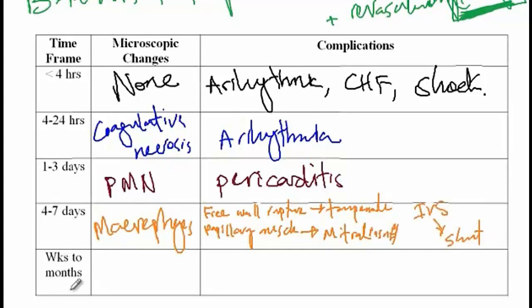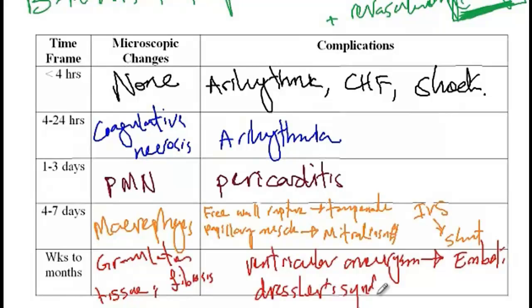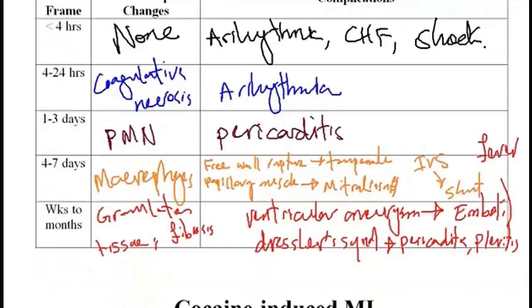And then finally, weeks to months after myocardial infarction, there would be granulation tissue and fibrosis. And these patients are at increased risk of developing ventricular aneurysms, which increases the risk of emboli formation. They may also present with the Dressler's syndrome, which presents with the pericarditis, pleuritis, as well as fever. And then finally, we have the cocaine-induced myocardial infarction.